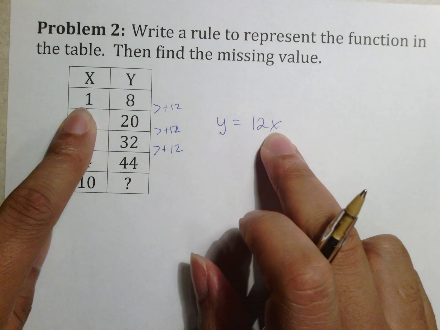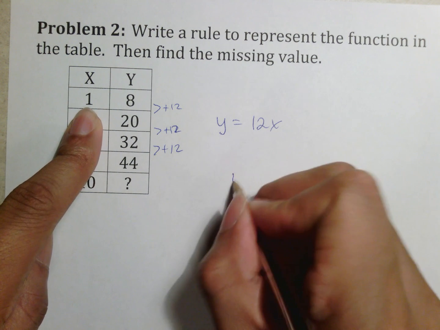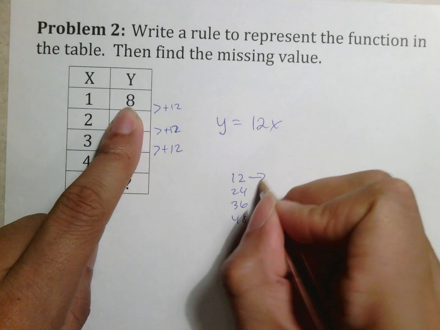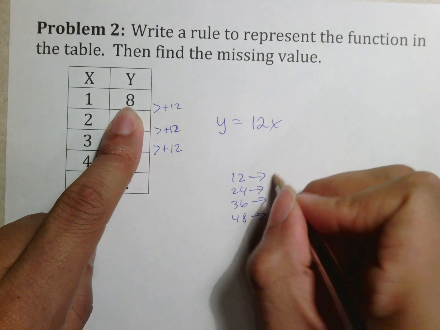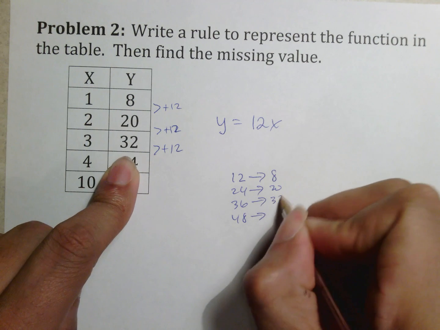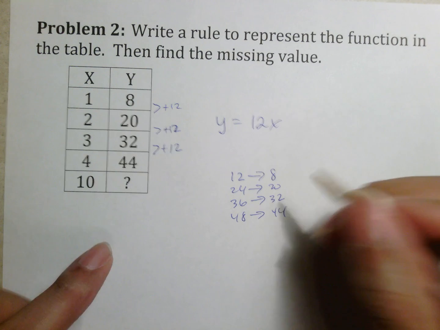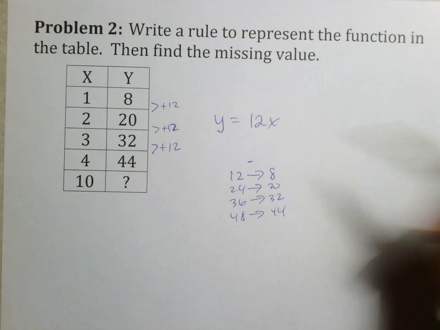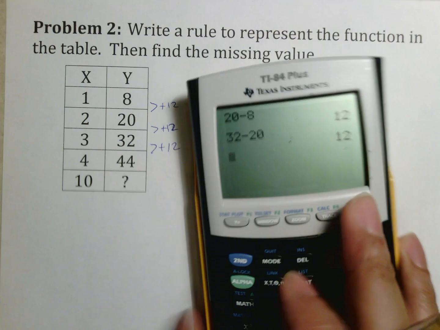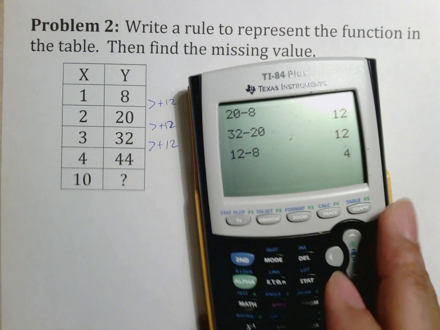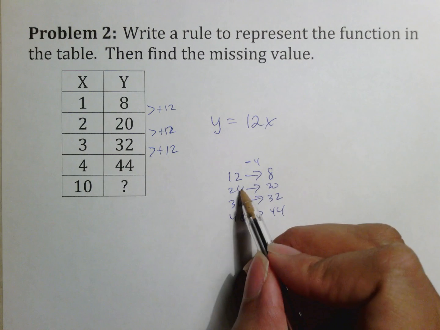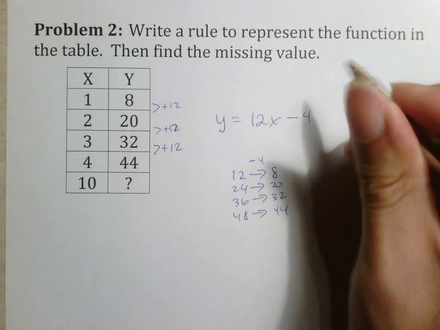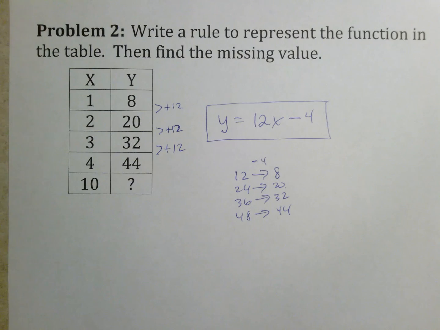I now, though, have to make my pattern based off of these. So 12 times 1 is 12, 24, 36, 48. And then I compare these numbers to the actual numbers of 8, 20, 32, 44. First off, you know you're not adding because the number is smaller, so we have to be subtracting something. 12 minus what is 8? 12 minus 8 is 4, so it has to be subtracting 4. 24 minus 4 is 20, 36 minus 4 is 32, yep, so that means you adjust this by putting minus 4. That is our rule.